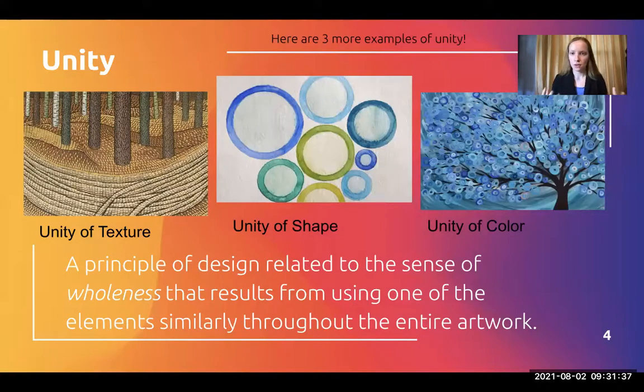You can also create unity in other ways. You can have unity of texture. So in this first example with these tree trunks and this pattern on the ground, all these little marks create unity in this picture. You can have unity of shape where we see these repeated circles. That's creating unity. And you can have unity of color as well. These are just a few examples. There's even more examples of how you can create unity in an artwork, because unity is the principle of design related to the sense of wholeness and how everything comes together with similarity and variety, but so that everything is working together.